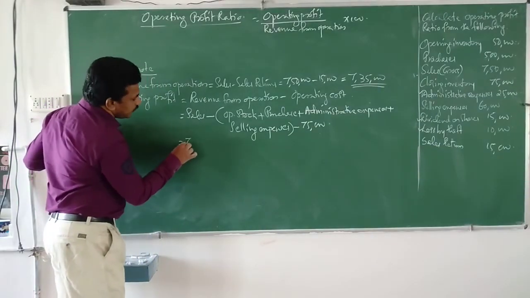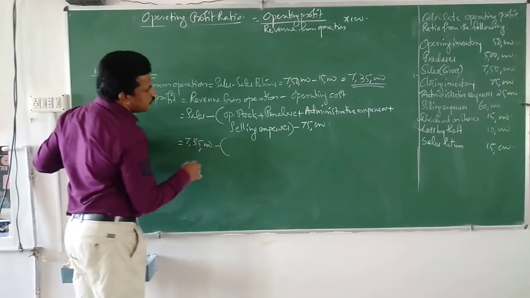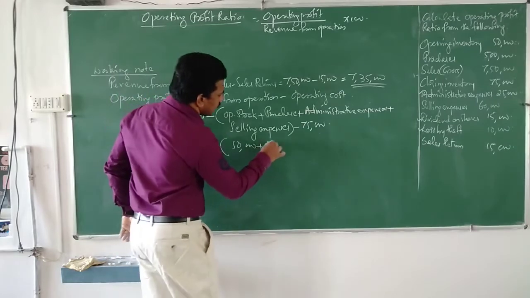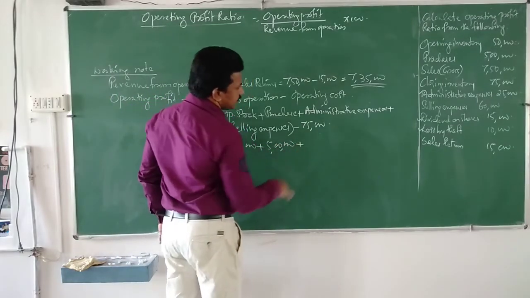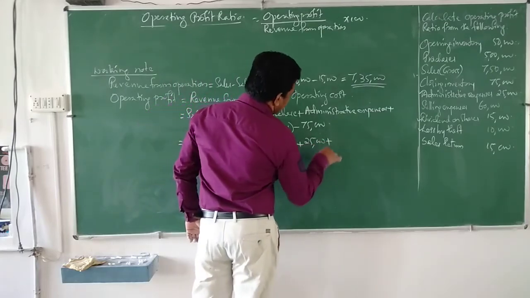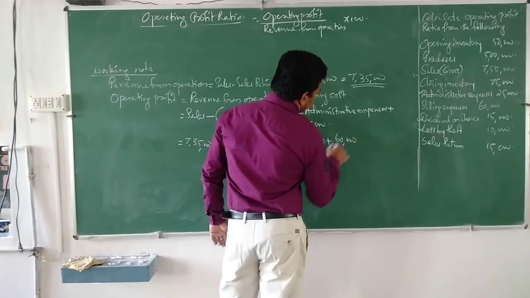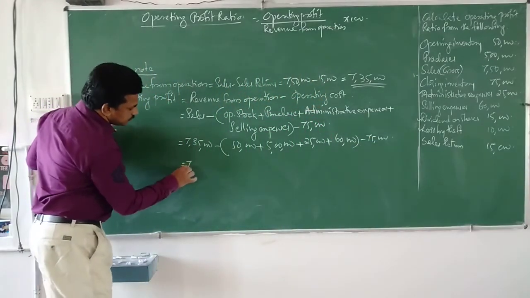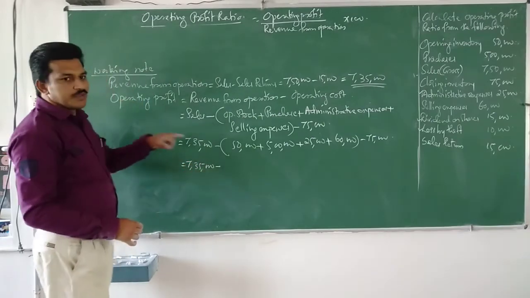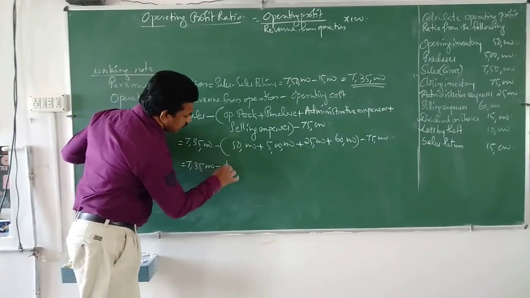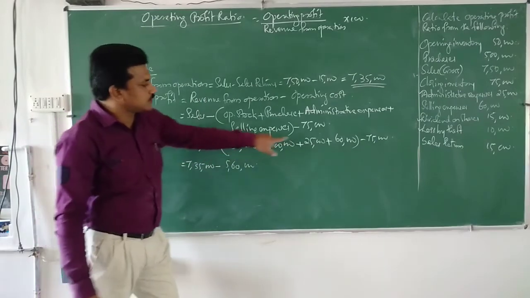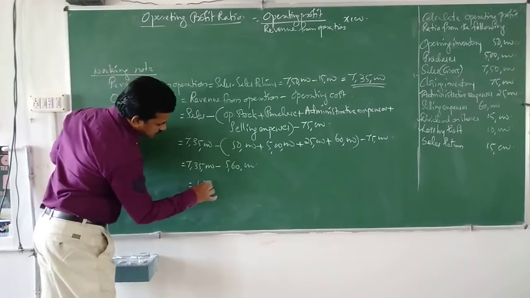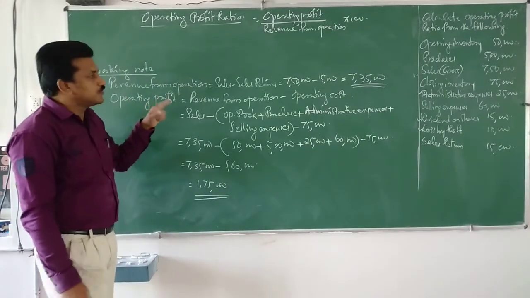So sales, we know, 735,000 minus opening stock 50,000 plus purchase 5 lakh plus administrative expenses 25,000 plus selling expenses 60,000 minus 75,000. That means 735,000 minus, this we can take together, 5,60,000. We have to add all these things and deduct 75,000. That means operating profit we will get is 1,75,000. Okay, 1,75,000 is the operating profit.